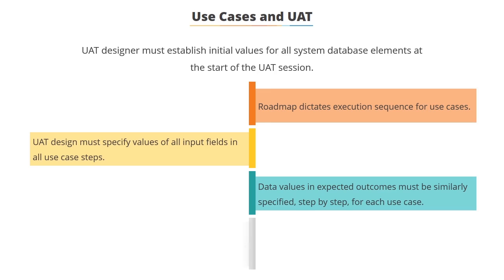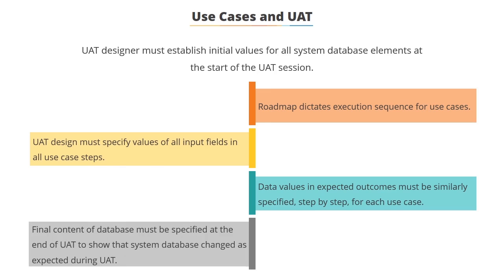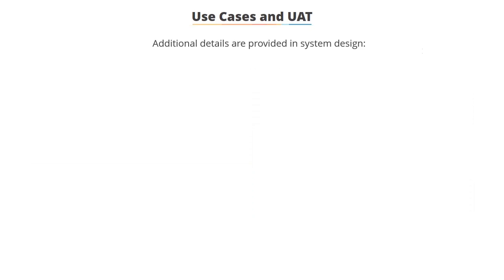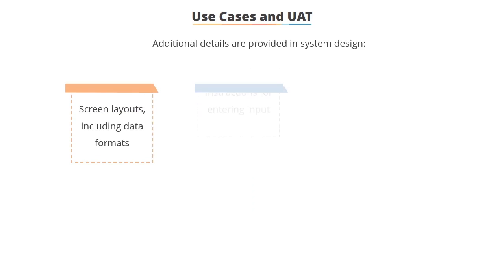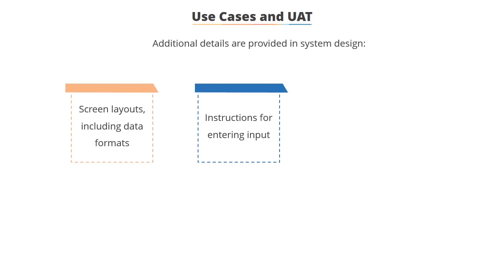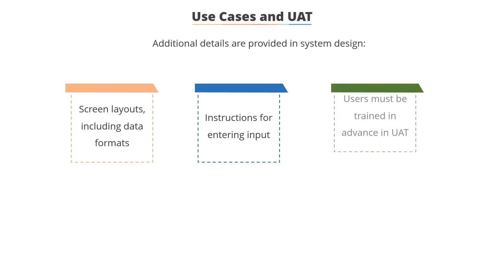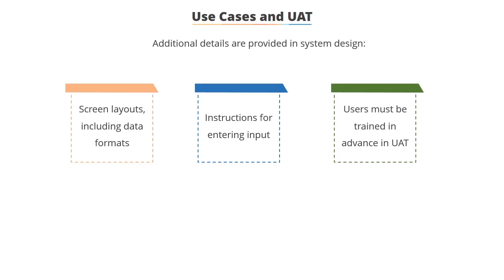You also need to know what the final state of the database will be at the end of the user acceptance test to know that the actual system performed correctly. You will also have additional details in the design. You'll have screen layouts which will include data formats. You have instructions for how you enter the input and in what form. You also have to have the users trained in advance of a UAT. The users must know how to execute the UAT seamlessly and correctly.